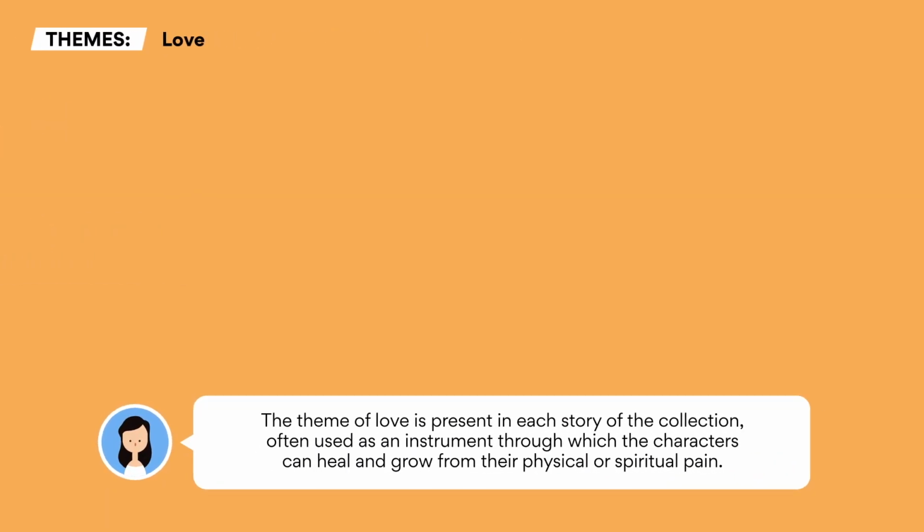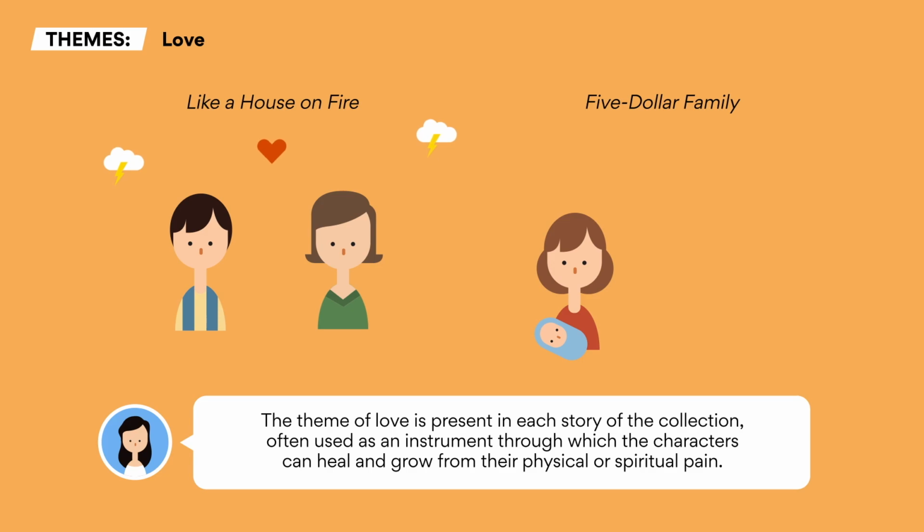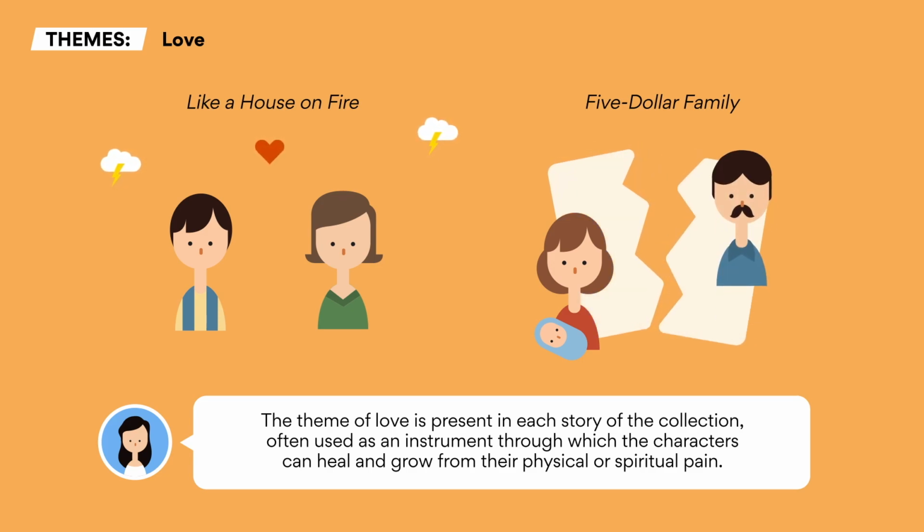Love. The theme of love is present in each story of the collection, often used as an instrument through which the characters can heal and grow from their physical and spiritual pain. While suggesting that true love endures all hardship, like in Like a House on Fire, Kennedy also illustrates the various sacrifices one must make in order to protect the ones you love. Such is depicted in $5 Family, as a new mother makes the difficult decision of leaving her loser boyfriend to give her child a chance at the best life possible, despite the unfortunate situation he has been born into.